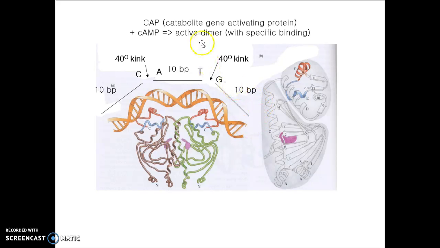CAP stands for the catabolite gene activating protein. Actually, in the presence of cyclic AMP, it changed into active dimer, so that it could bind to the specific region of DNA shown here. Actually, it binds to large lengths of DNA, 27 to 30.